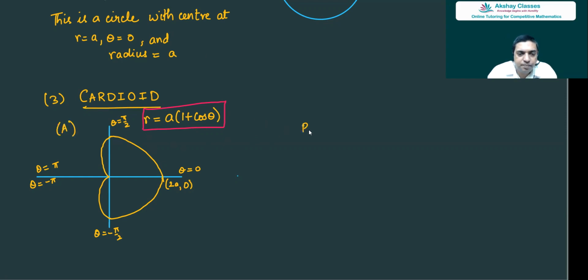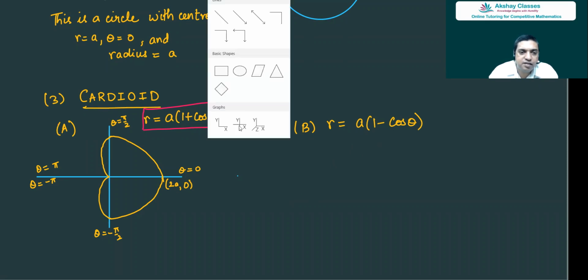The second type is r is equal to a into 1 minus cos theta. So when is cos theta negative? When cos theta is -1, when theta is equal to pi. So r will be 2a when theta is equal to pi. So the shape of the graph will be a mirror reflection of what we have seen here.